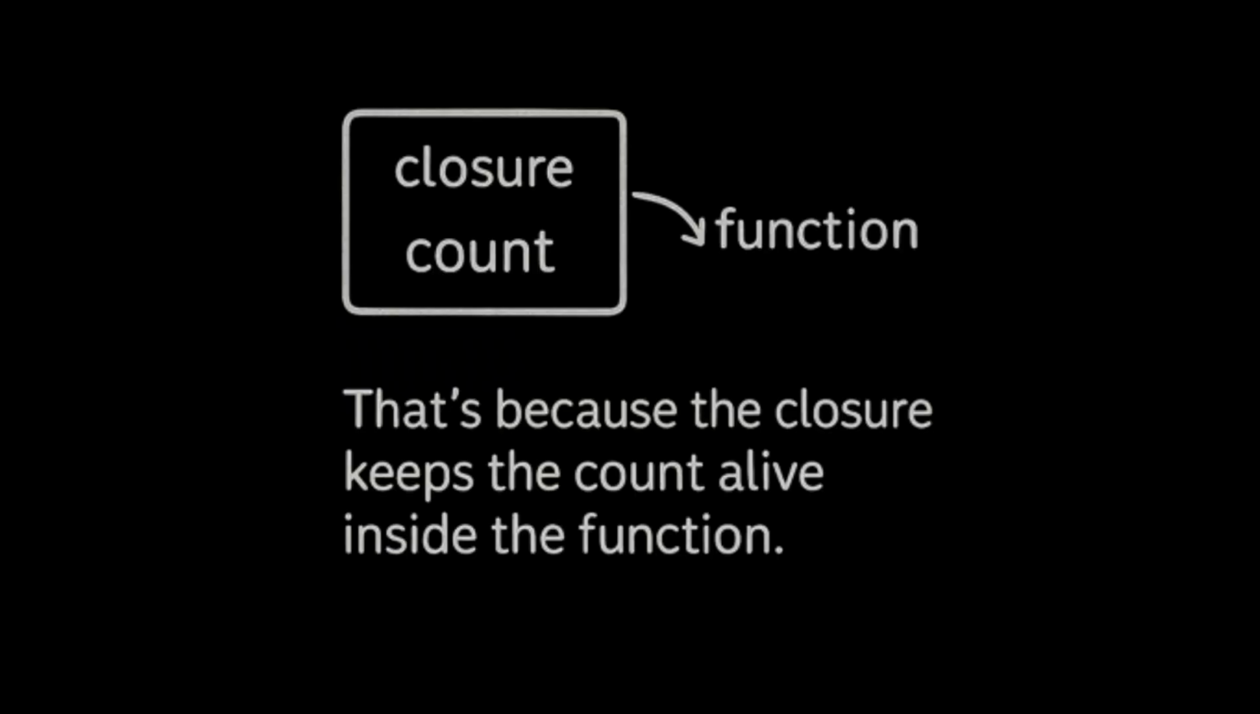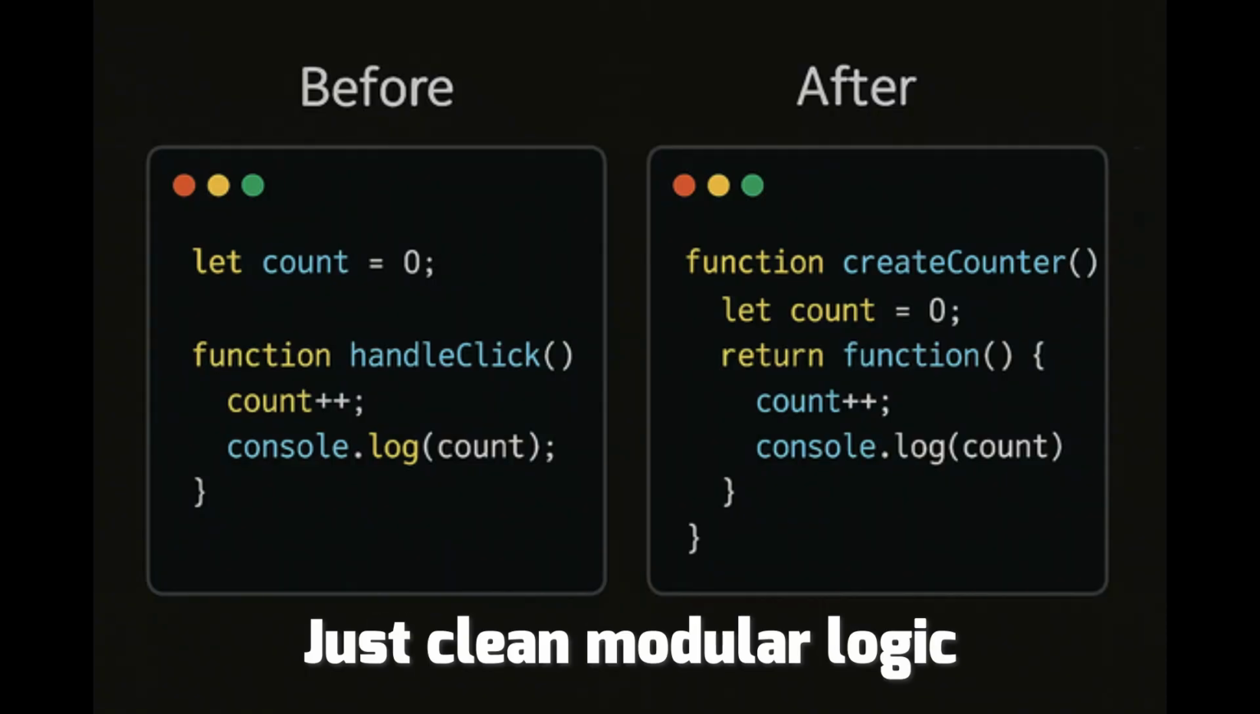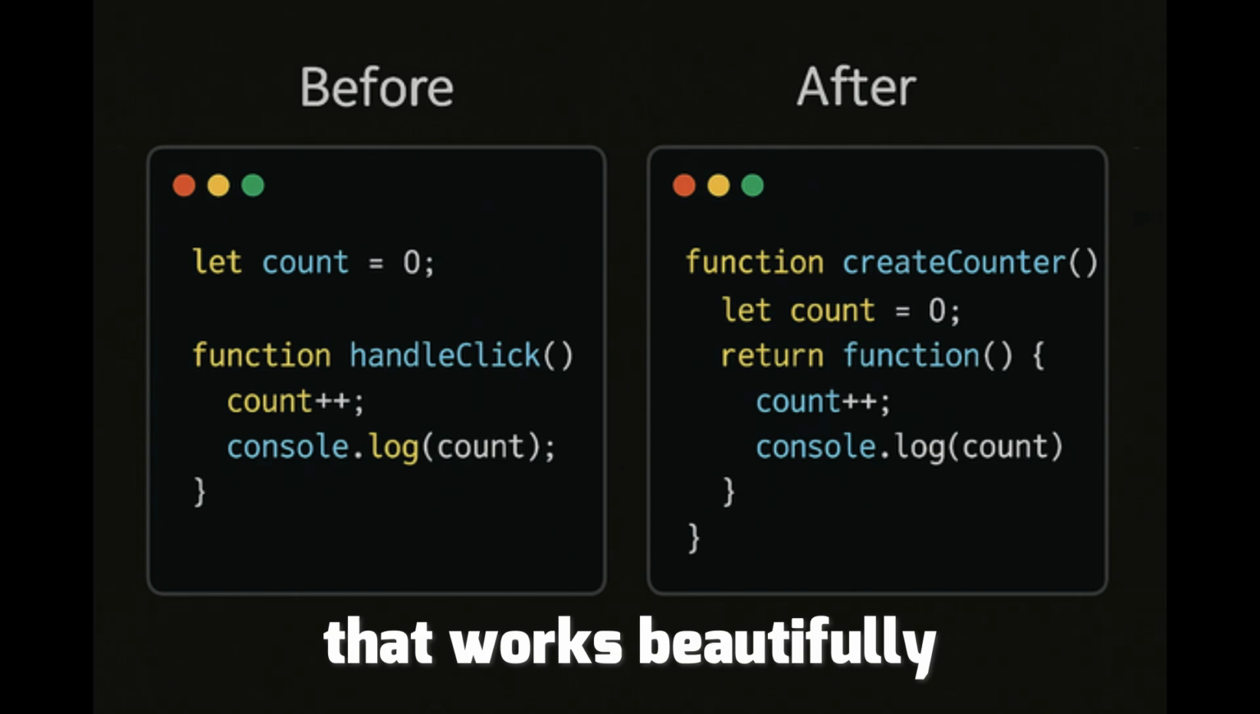So that's the power of a closure. It keeps count alive inside the function. No global variables, no clutter, just clean modular logic that works beautifully.